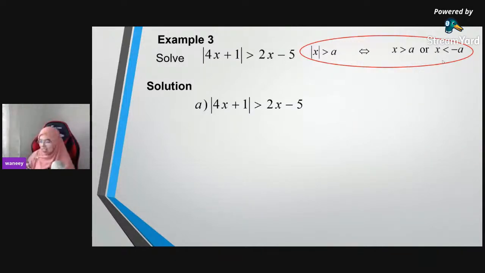Jawab soalan lah. Ada 1 minit lagi ni. 1 minit 44 saat lagi.